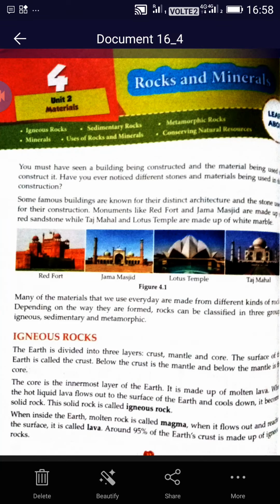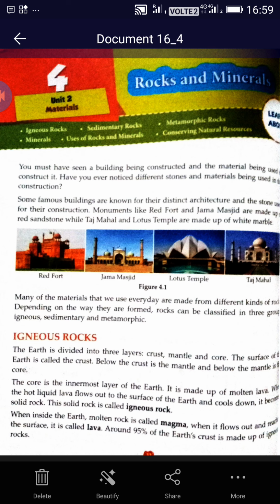Good morning, class. Today we'll study chapter 4, that is rocks and minerals. In this chapter, we will get to know about different types of rocks and minerals present on the earth and their uses. Okay, means where these rocks and minerals are used.